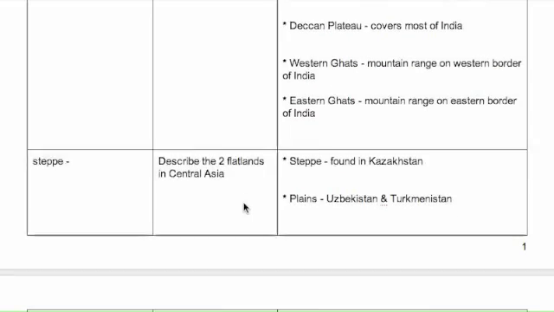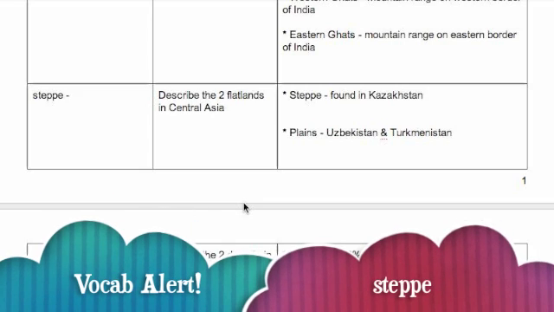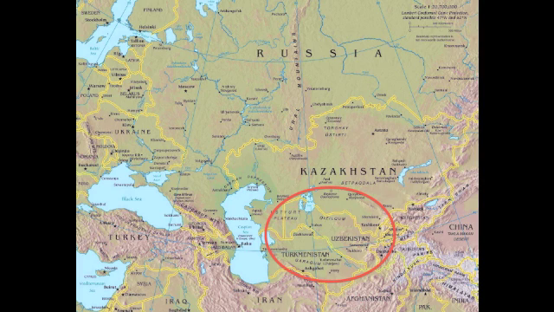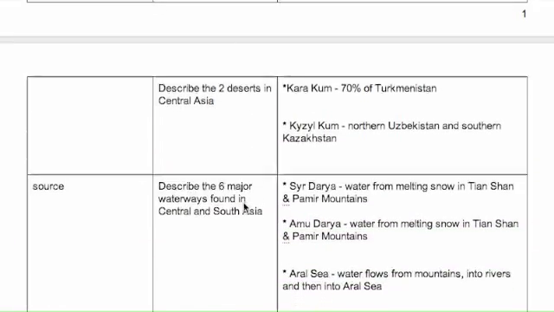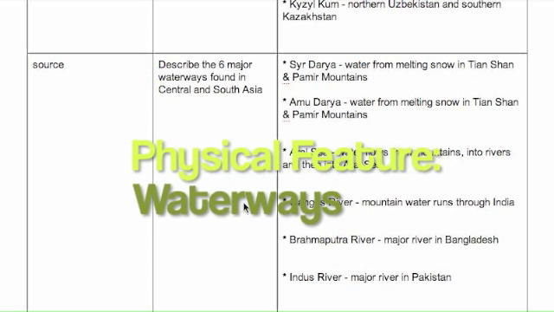All right, let's move on to the flatlands. The first one is the steppe, and that's a vocab word. Steppe is mostly flat grasslands, and you can find that in Kazakhstan, and they lie to the northwest of the mountains. The plains of Uzbekistan and Turkmenistan spread west from the Tian Shan and the Pamirs Mountains to the Caspian Sea. All right, and deserts, we have 2. The Karakum Desert covers about 70% of Turkmenistan, and the Kizilkum Desert is north of the Karakum in northern Uzbekistan and southern Kazakhstan.